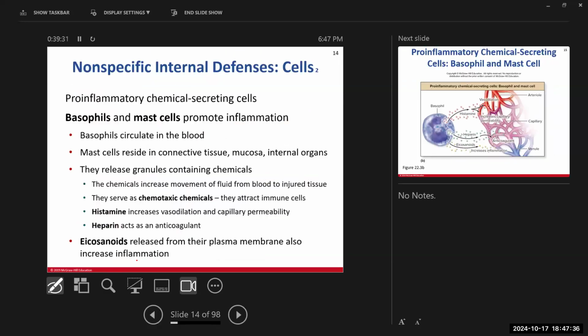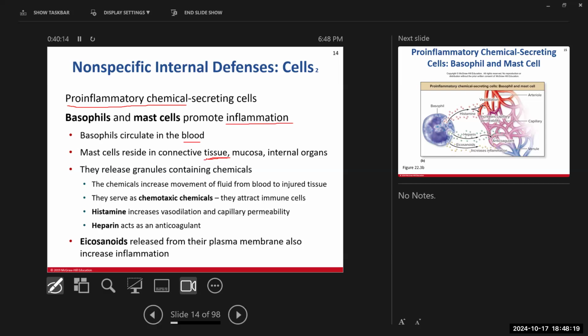So let's talk about some of the other cells here when we are discussing our nonspecific internal defenses. Now we're going to deal with two cells here, and we've talked about them a little bit, but now we're going to get into a little bit more detail, our pro-inflammatory cells. These cells are going to help with the inflammation process. So basophils and mast cells are going to help with inflammation. One's in the blood, one's in the tissue. Basophils got the blood covered, mast cells got the tissue covered. Good on that? Okay. All right, perfect.